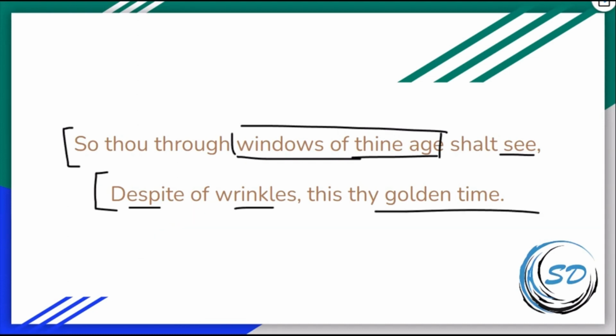The phrase, despite of wrinkles, suggests that despite the physical marks of aging, the person's current stage of life is still valuable and significant. It implies that their true worth and beauty are not solely determined by their outward appearance, but rather by the experiences and wisdom gained throughout their lifetime.